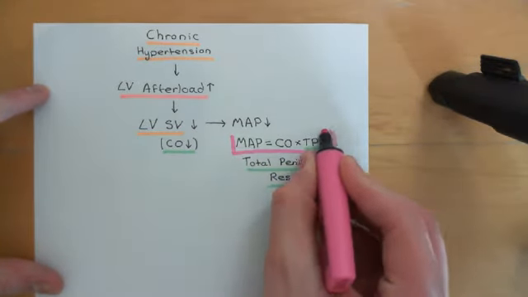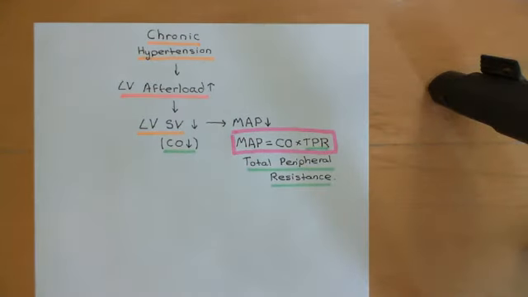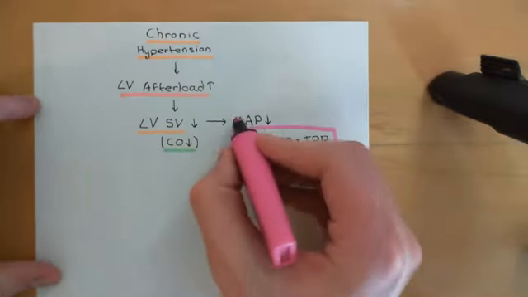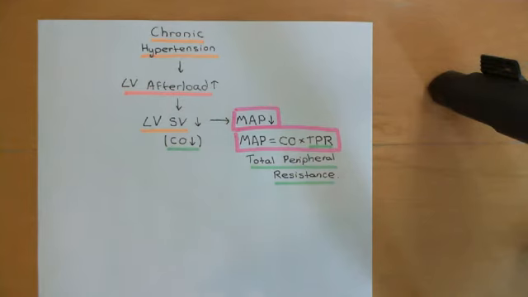Okay, so we're assuming at the moment that total peripheral resistance has not changed, okay, but cardiac output has gone down, and therefore mean arterial pressure will also go down if this number here has gone down. Okay, so mean arterial pressure is therefore going to go down.